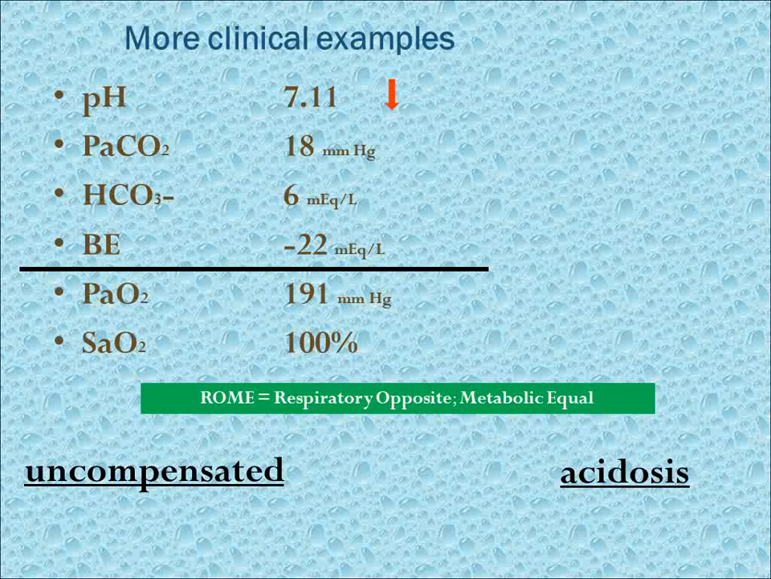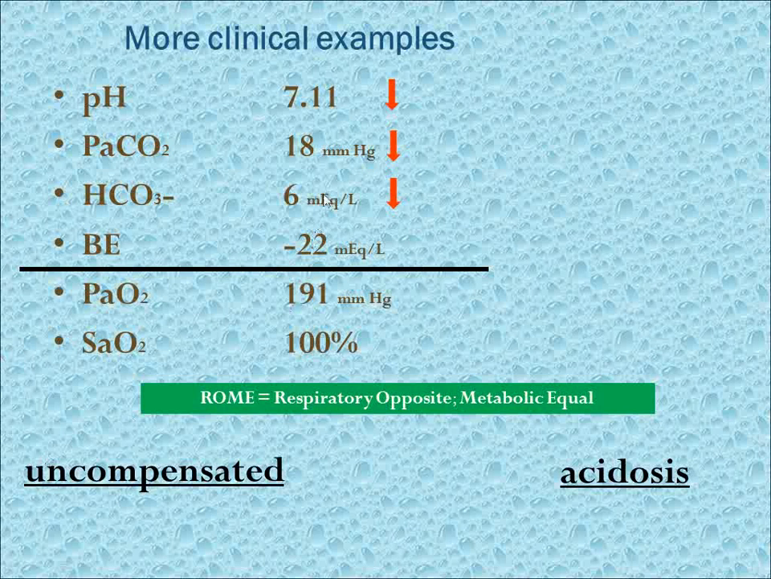Is it Mr. Respiratory or Mr. Metabolic? We look first at the CO2, and it's low. It's 18. It's less than 35. Then we look at the bicarbonate. It's 6. Well, that's definitely low. It's less than 22.